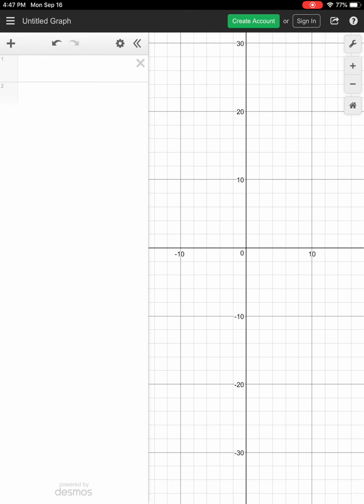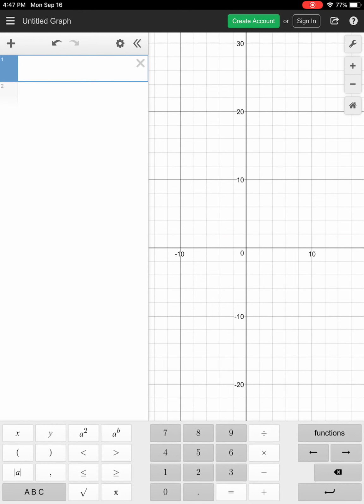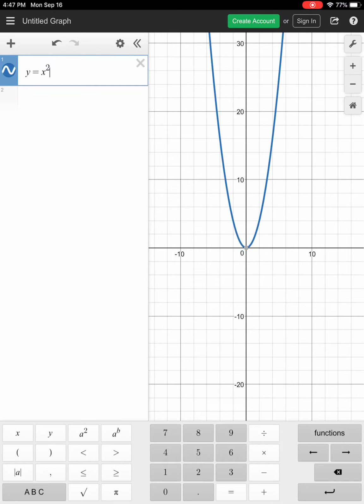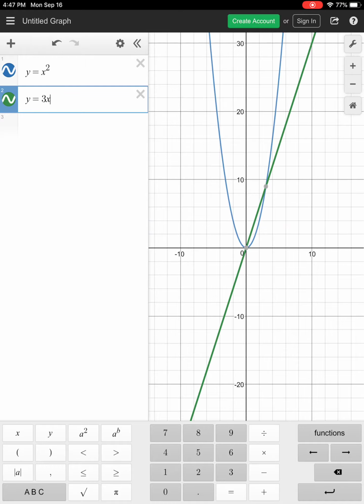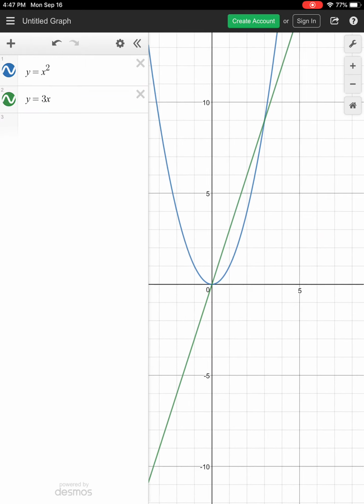So I'm going to clear this one. Now I'm going to look at the function y equals x squared, which we know something about the derivative. We've seen this a lot of times. And we look at the function y equals 3x, which is of course a straight line. So let's look down at the point 1.